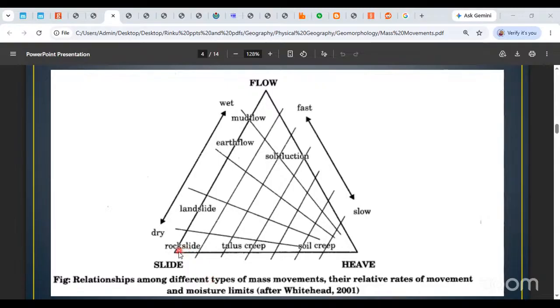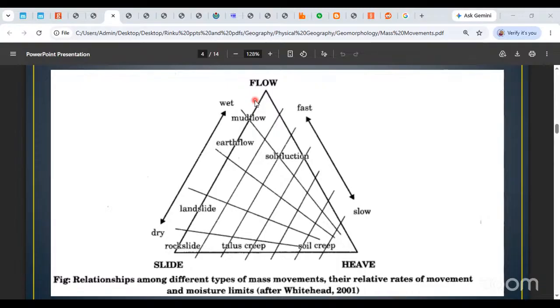All right, so here we are: rock slides, landslides, earth flows, mud flows. These are all very fast movements. Okay, clearly fast movements. But if they are slides like a rock slide or a landslide, then clearly no water is required. Agar pani milta hai to well and good, it is even better. The movement will be faster, more rapid. But clearly the water is not a requirement. Okay, it's not a requirement.